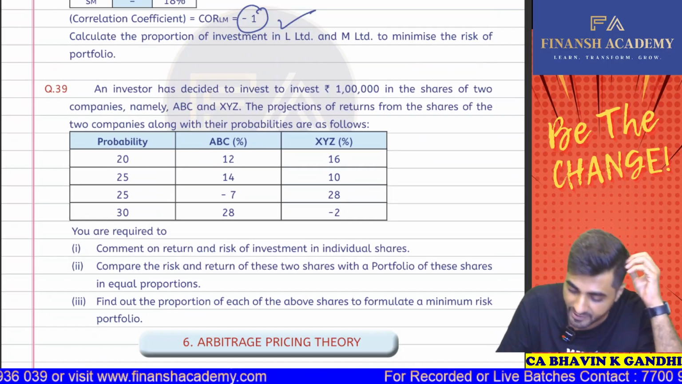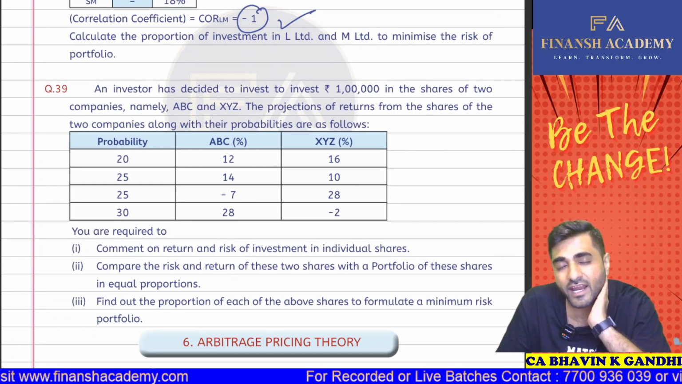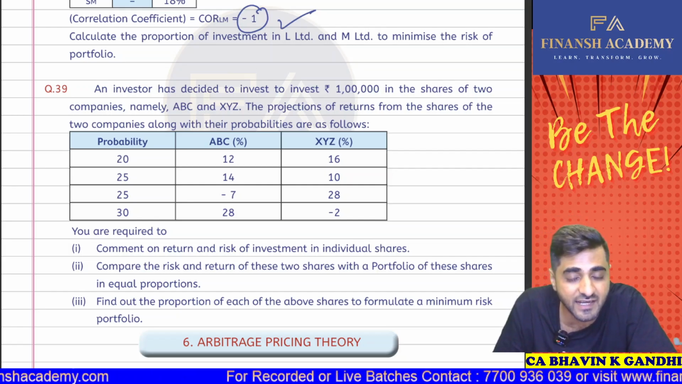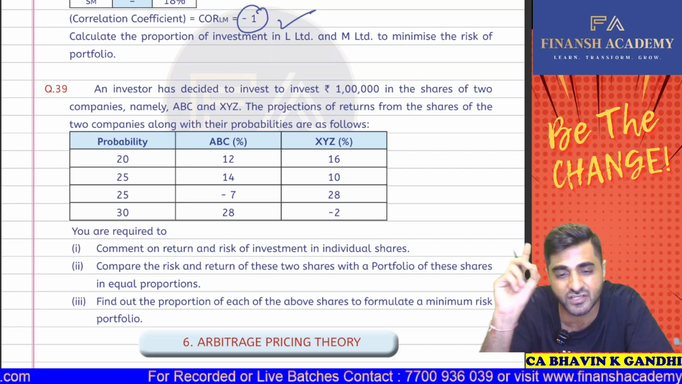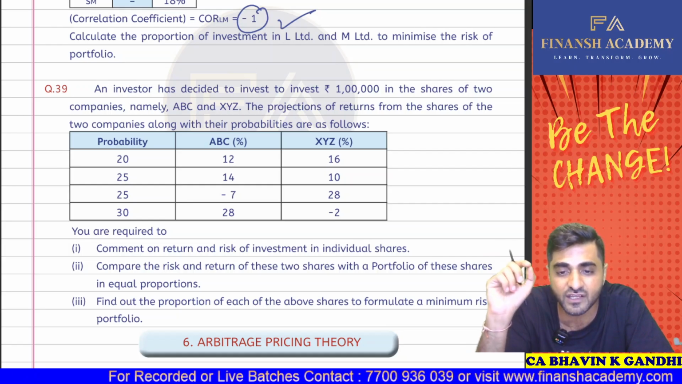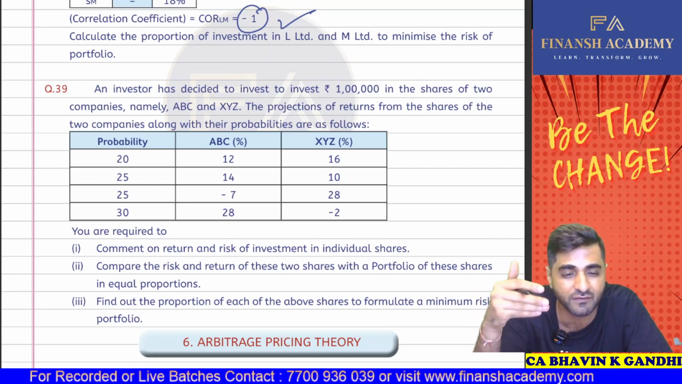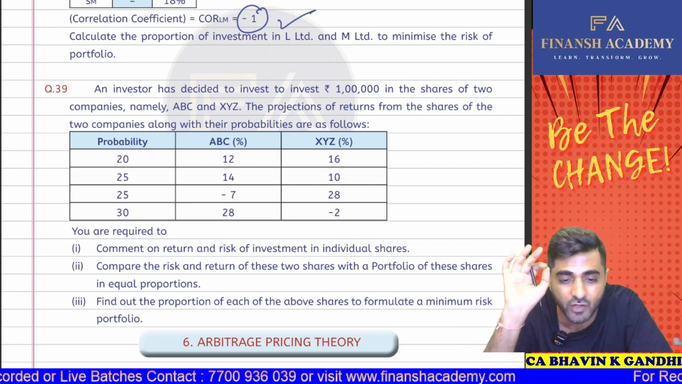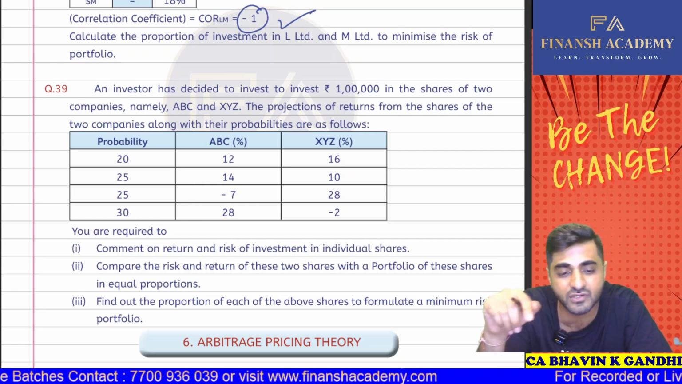In your question number 39, now here also we are required to calculate what should be your weights for the least risk portfolio. So an investor has decided to invest rupees 1 lakh in the shares of two companies, ABC and XYZ. The projections of the returns from the shares of the two companies, along with the probabilities, are given to you: 20, 25, 25, 30, we have ABC, we have XYZ. You are required to comment on the return and the risk of investments in individual shares.